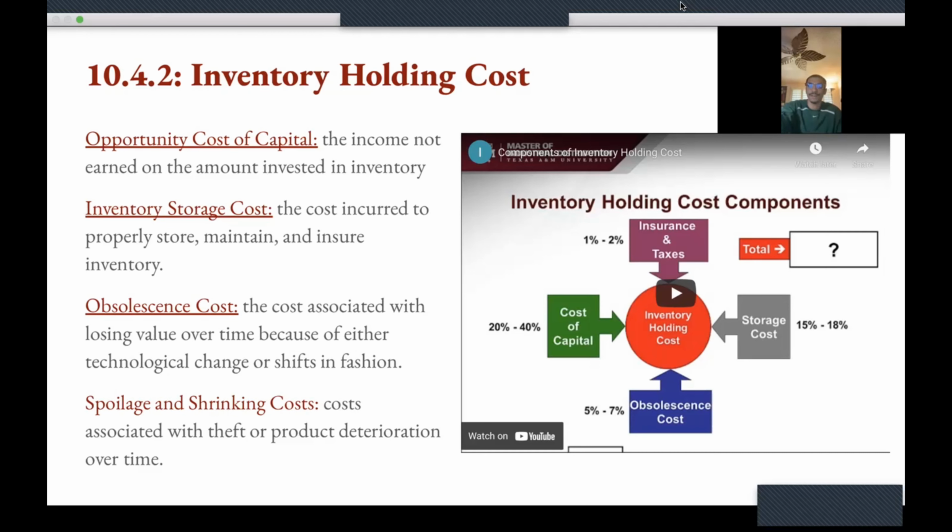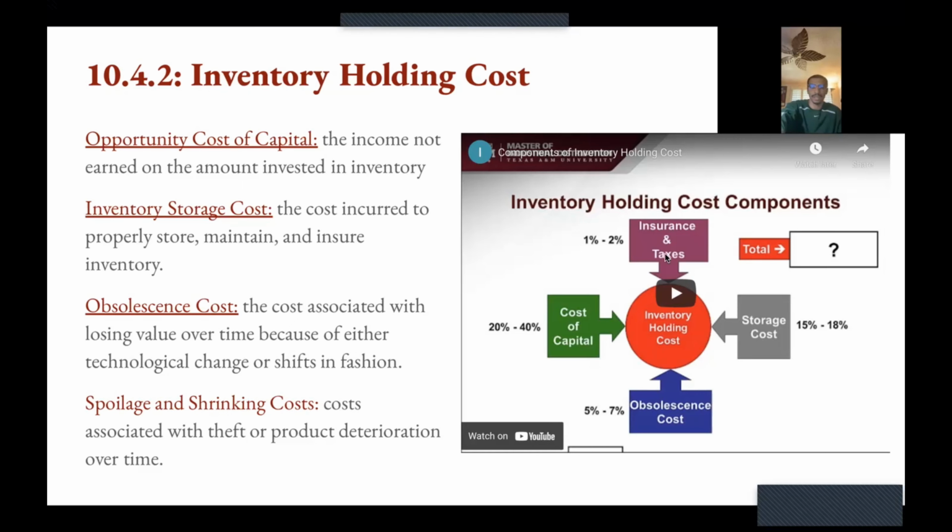And now for the video that provides a little bit more detail into inventory holding costs and the components that consist of it.